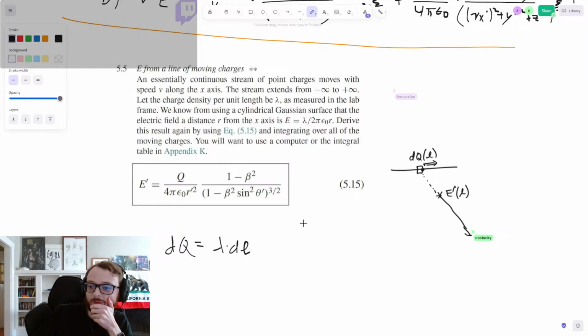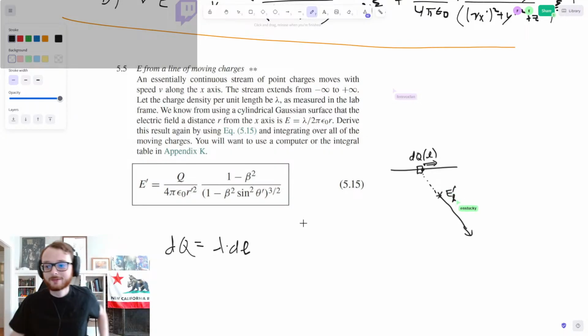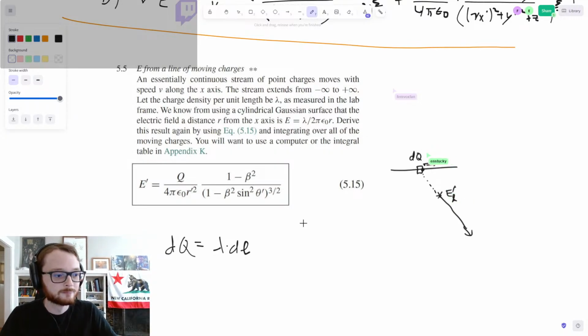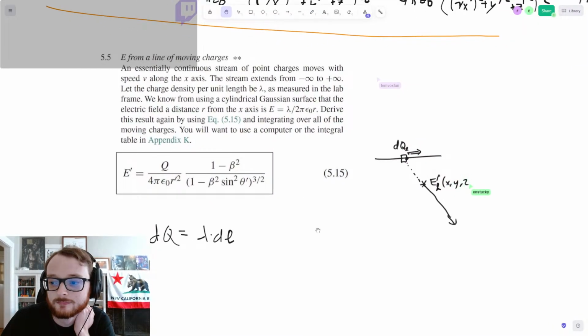Oh, wait, is this E prime of l? Shouldn't it be E prime of x, y, z? Yeah, what do I mean there? I mean it's the E prime, or whatever, the contribution from force l. Okay. That's probably prime, all of those.